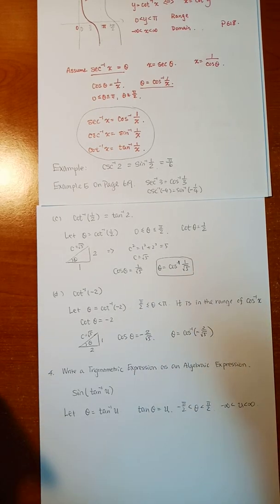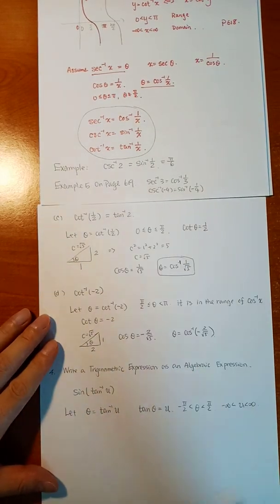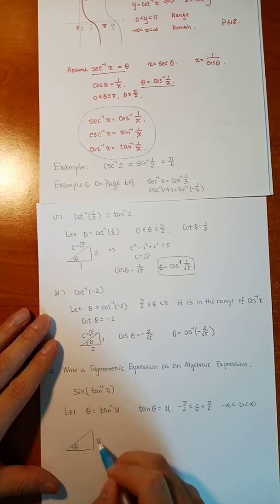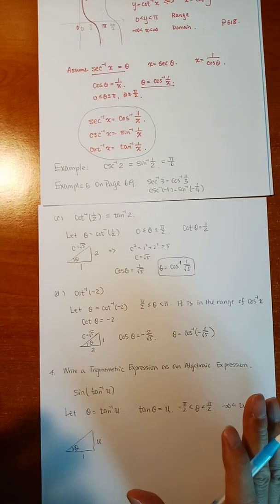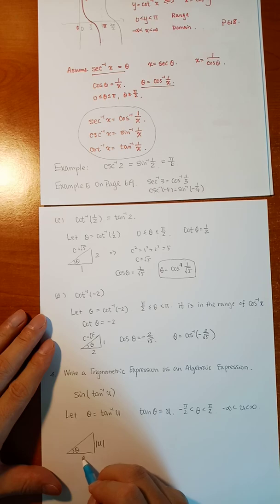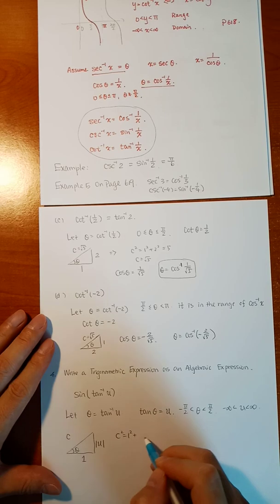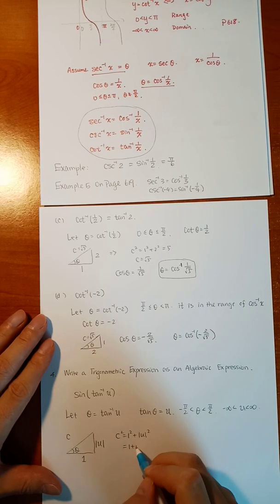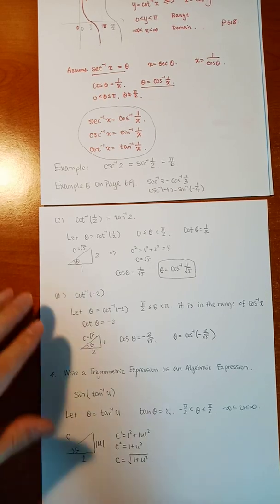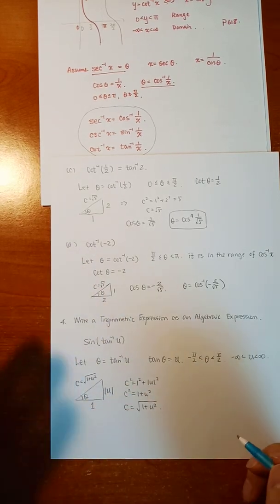And the reason we do that is the following. You see, tangent theta is u. Let's see how I get the idea. Assume this is theta, this is u, this is 1. I don't know if u is positive or negative, so here I just put the absolute value of u. I have no idea about the sign. Then you will get c squared is 1 squared plus absolute value of u squared, which is 1 plus u squared. So c is the square root of 1 plus u squared. This is a positive number. It's not a problem.